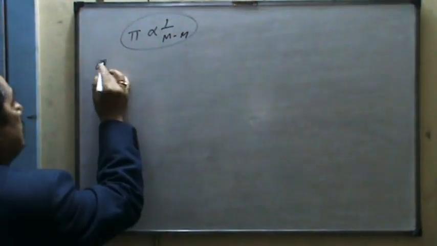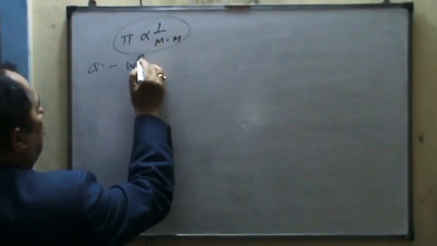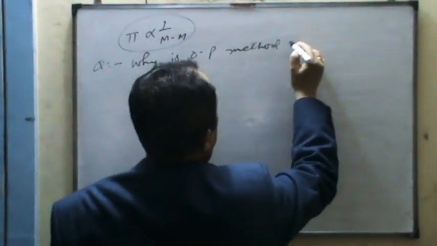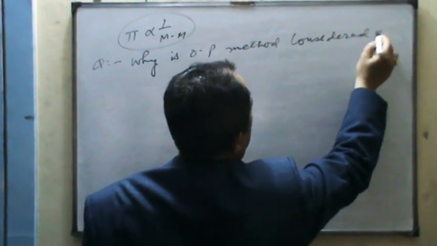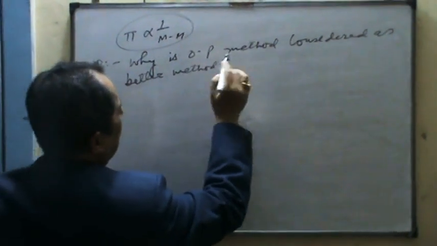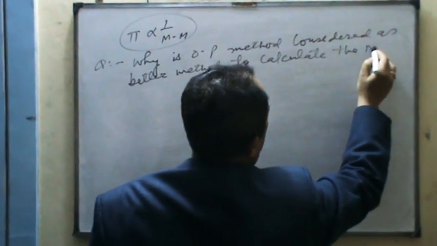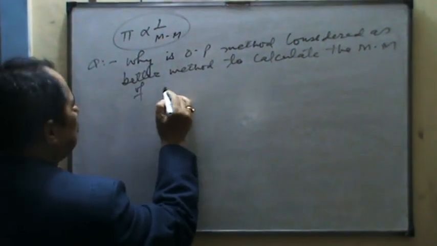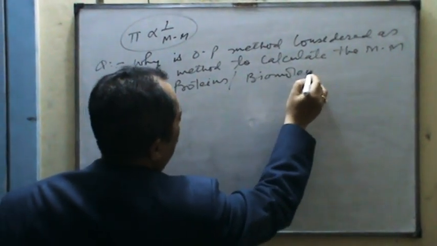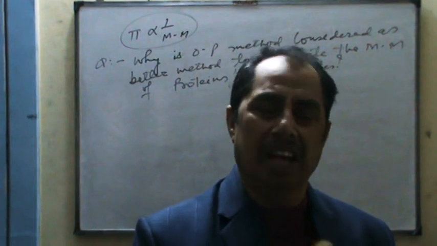A question usually asked in CBSE paper many times: why is the osmotic pressure method considered as a better method to calculate the molar mass of proteins, or you can say biomolecules or polymers, because they possess very large molecular mass.